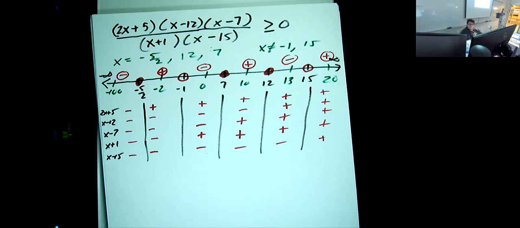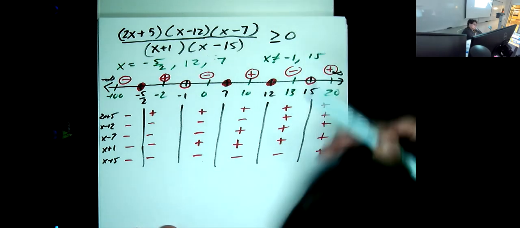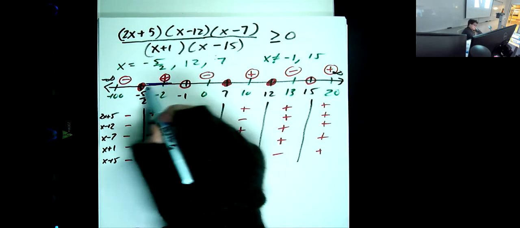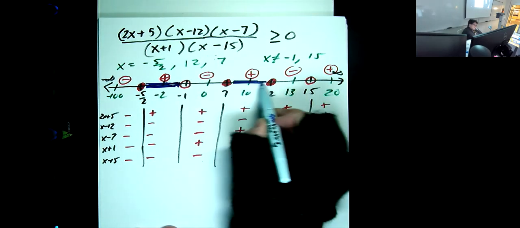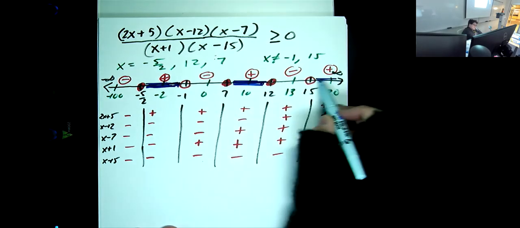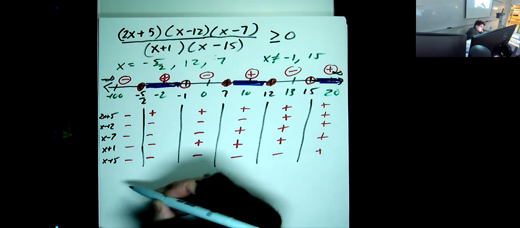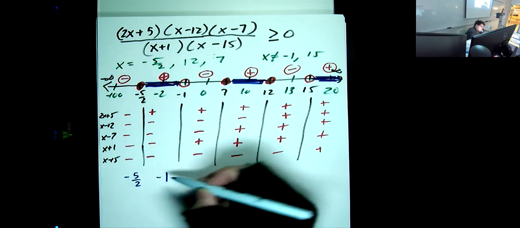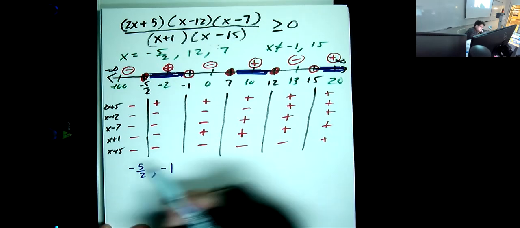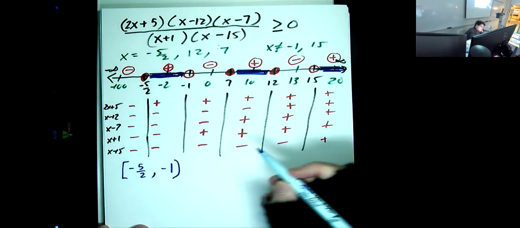So then we look at the equation and ask, what regions were asked for? We were asked for values that were greater than 0. That's going to be right here, and right here, and right here. So I've got -5/2 to -1. The -5/2 gets a bracket because it's a closed point. The other one's a parenthesis because it's hollow.